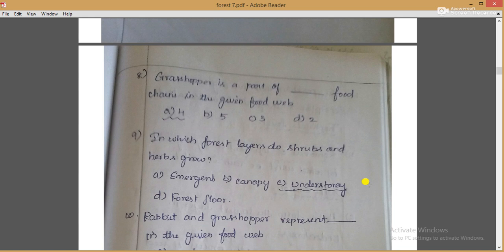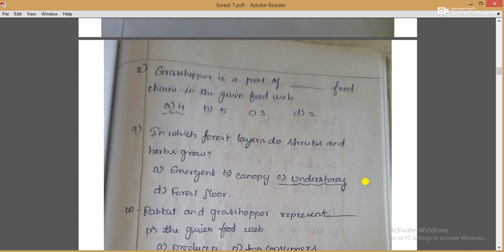Next, eighth one: grasshopper is a part of dash food chains in the given food web. Then in which forest layers do shrubs and herbs grow? Options are emergent and canopy, understory and forest floor. So the answer is understory. Herbs and shrubs grow in the bottom layers of the forest, so that is the understory.